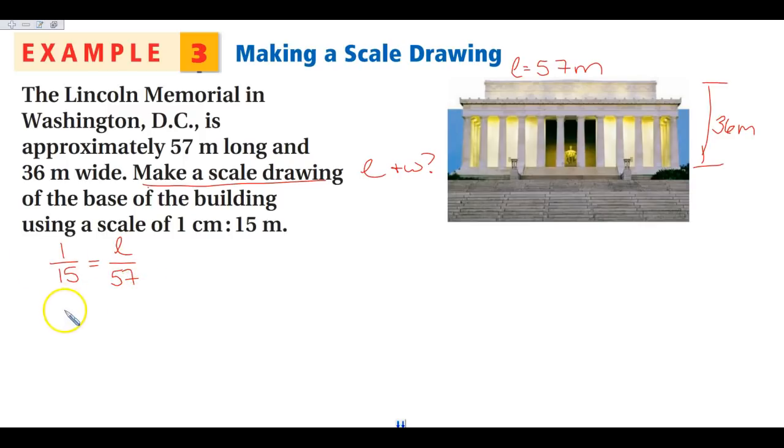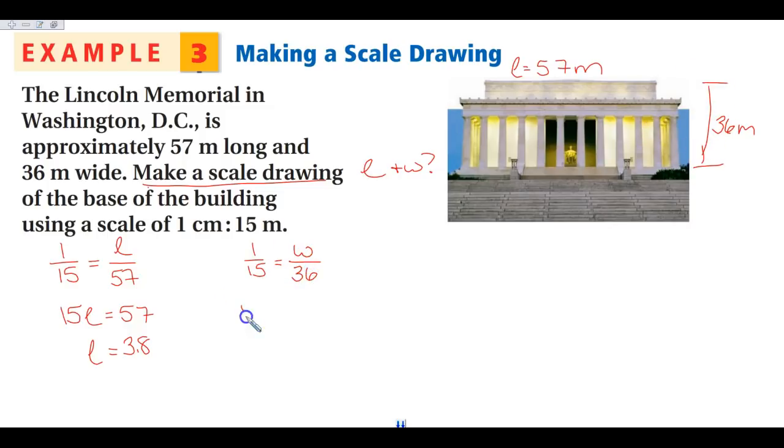Now we're going to cross multiply. I'm going to get 15L is equal to 57. Then I'm going to divide 57 by 15, which gives me 3.8. Now I have to do that exact same thing with the width. I'm going to do the same setup. That 1 over 15 is my scale, and my width of my scale is what I'm trying to find, so I'm going to put a W. And then the actual width over here is 36.